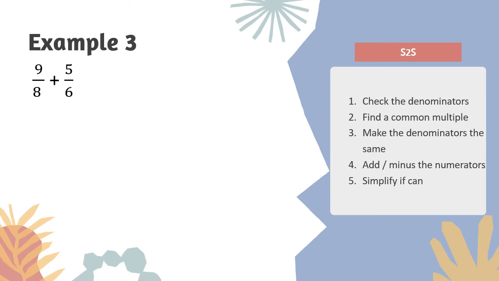Example 3. 9 out of 8 plus 5 out of 6. Step 1, check the denominators. We have 8 and 6. They are different. So you need to find a common multiple.